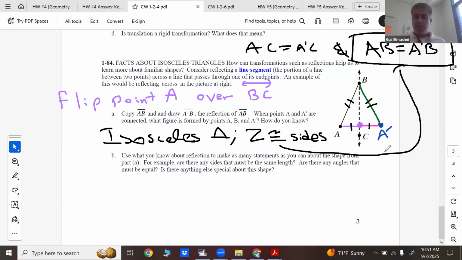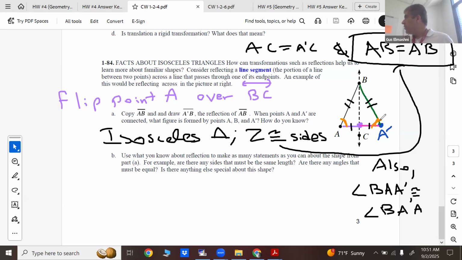Also, another observation we can make is that angle BA prime is congruent to angle BA prime A. So these two angles, the orange ones, are the same.